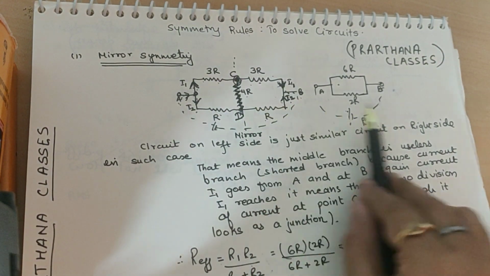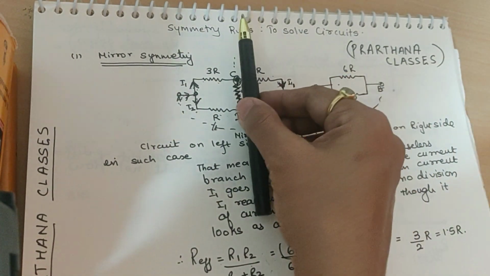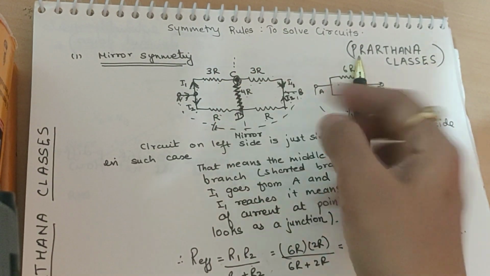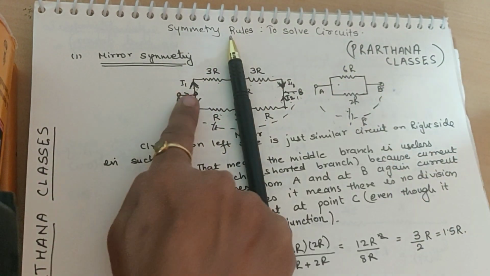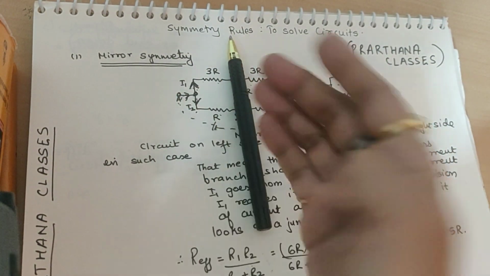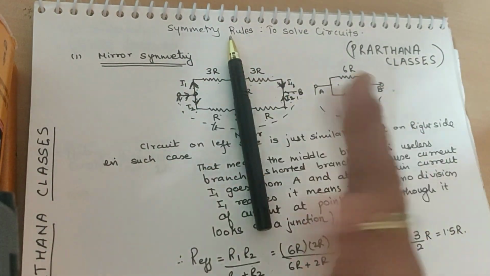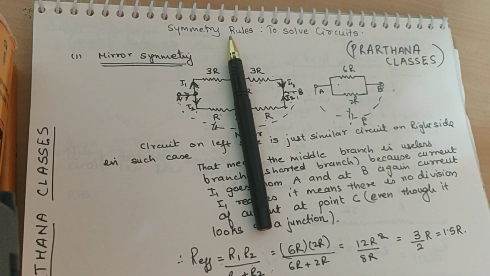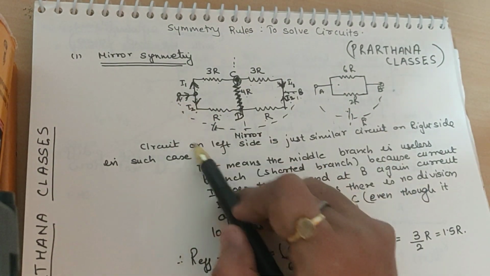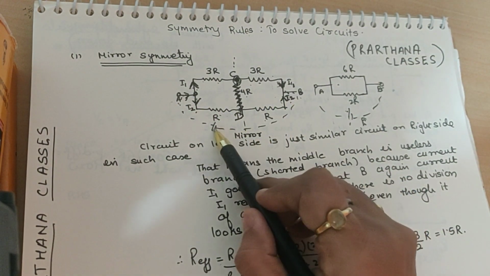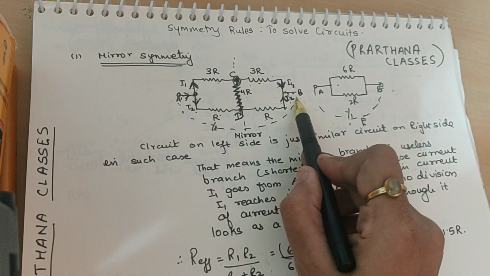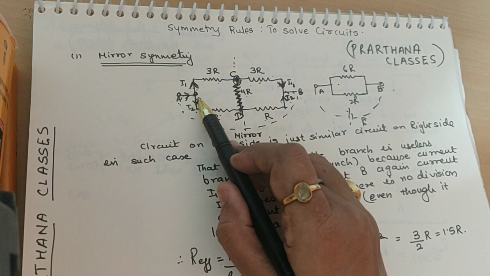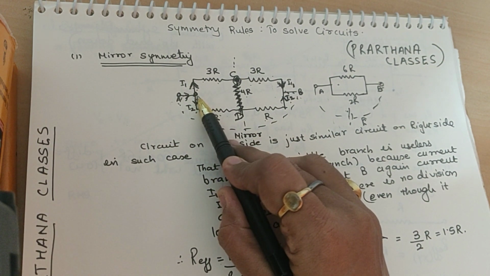Now in mirror symmetry, you can see that if I put a mirror here along CD, see what will happen. You can see that 3R is here, 3R is here, R is here, R is here. You can see symmetry on both sides, left hand side and right hand side. Now suppose you connect an imaginary battery between A and B, where we need to find out the resistance. You can see that the current flows here and gets divided into two parts, since it will behave as a junction point.